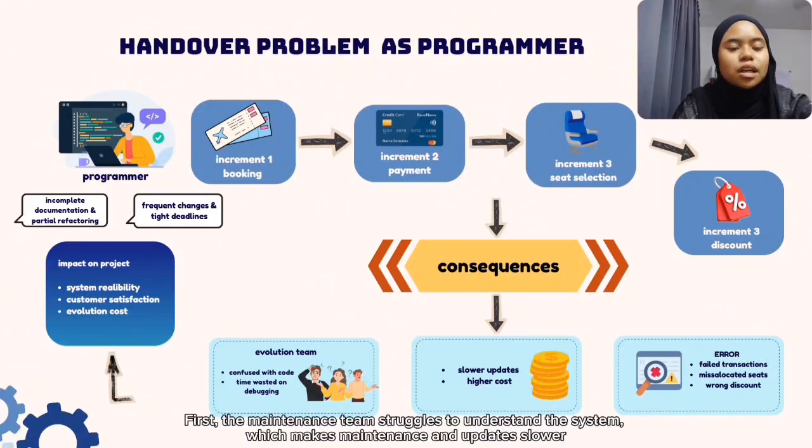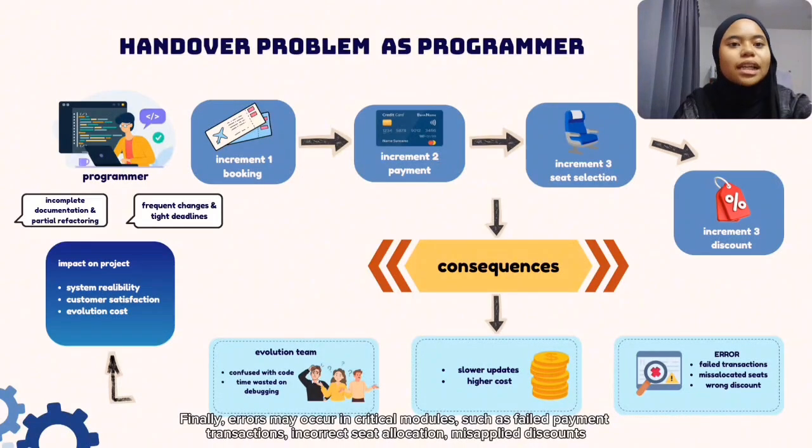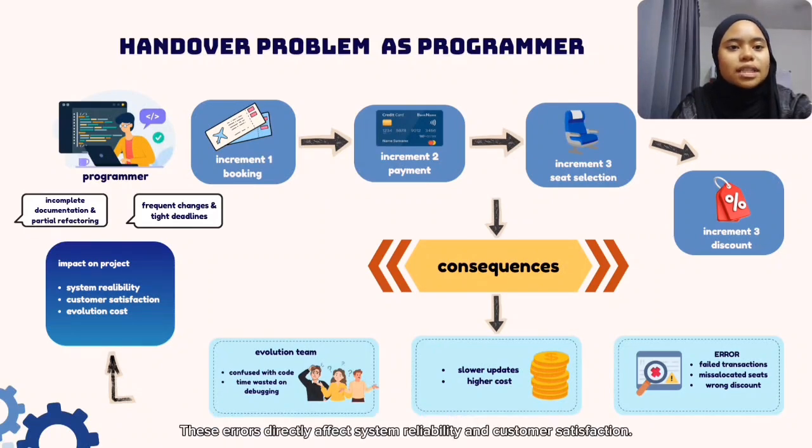First, the maintenance team struggles to understand the system, which makes maintenance and updates slower. Second, during the evolution phase, which is usually the most expensive stage, maintenance costs may increase instead of decreasing. Finally, errors may occur in critical modules such as failed payment transactions, incorrect seat allocation, and misapplied discounts. These errors directly affect system reliability and customer satisfaction.